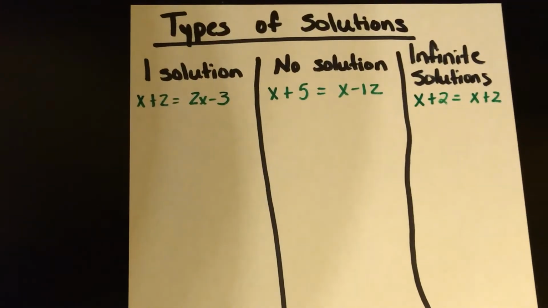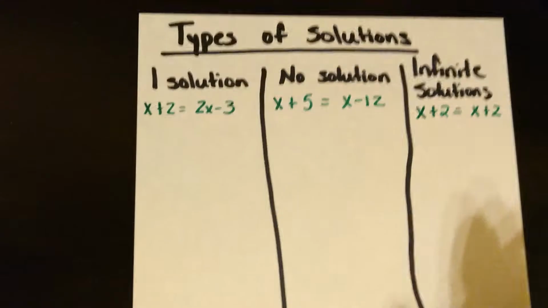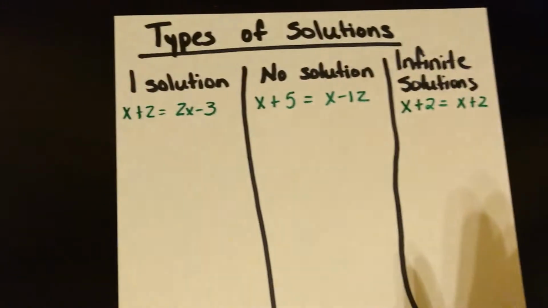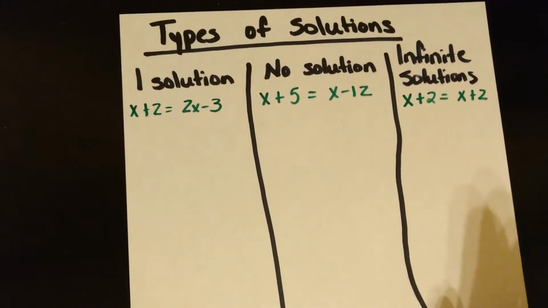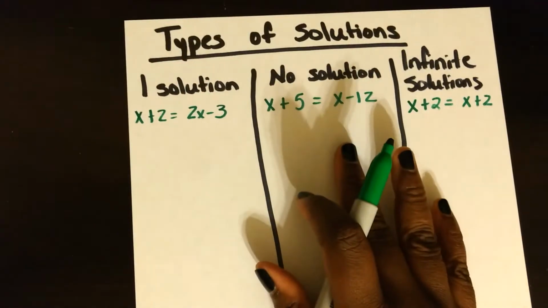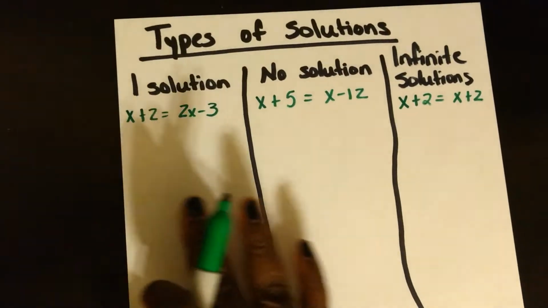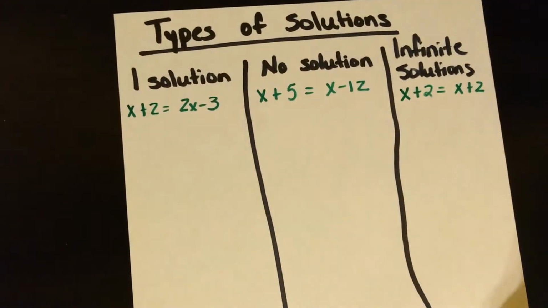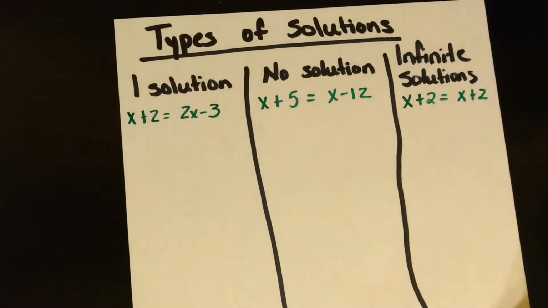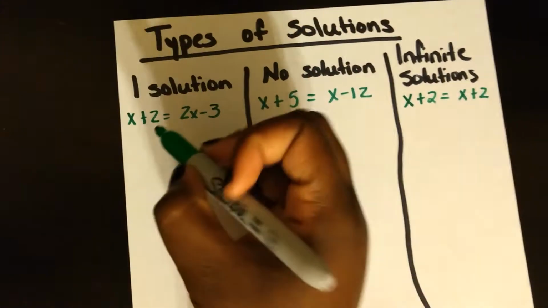So we've been talking about solving linear equations. And in solving linear equations, something we have to also focus on are the different types of solutions. So we can have one solution, no solution, or an infinite number of solutions. So let's start with this first equation here, x plus 2 equals 2x minus 3. And if we solve it, we're going to see that there is one solution.